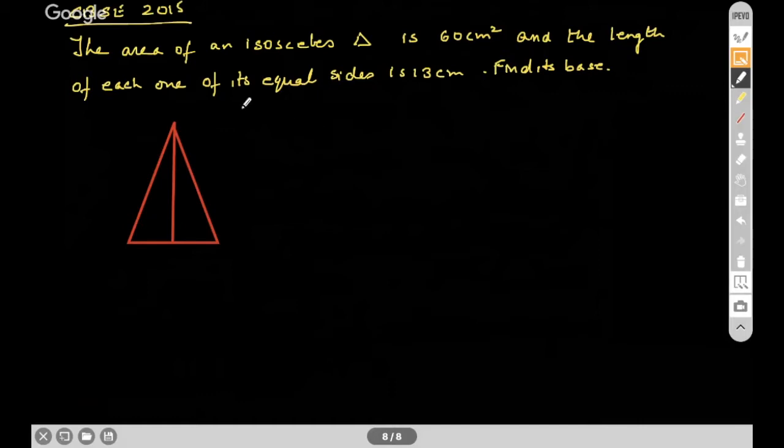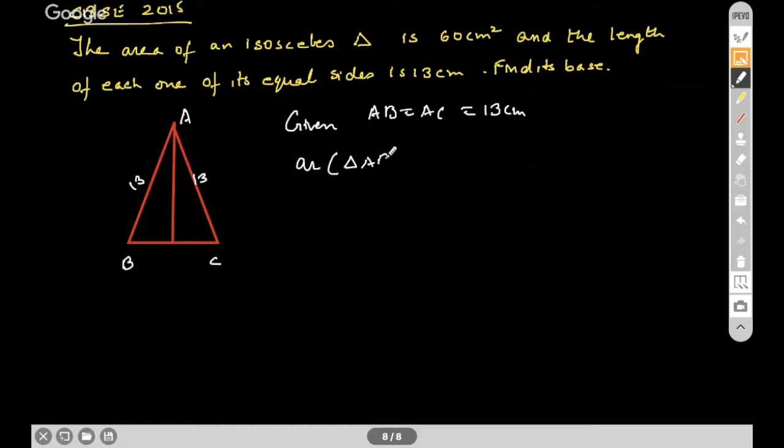Now, what is given? Each of the equal sides is 13 centimeter. So let's say A, B, C. What is given? Given is AB is equal to AC is equal to 13 centimeter. And area of triangle ABC is equal to 60 cm square. Now I have to find BC.